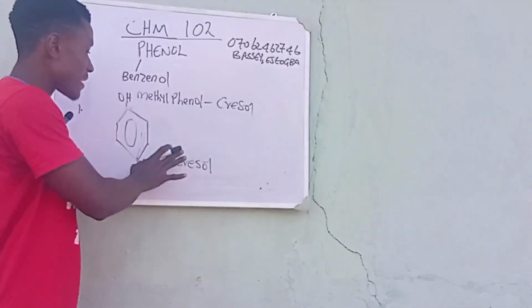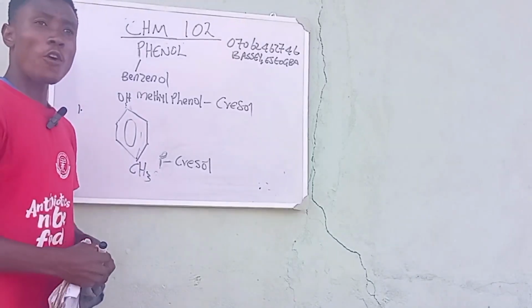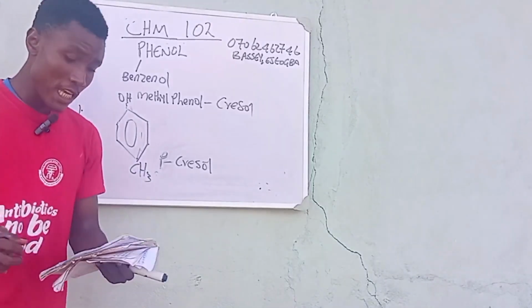So basically, like I said, this is our p-cresol, and this is based on the position of the word methyl, that is the CH3.